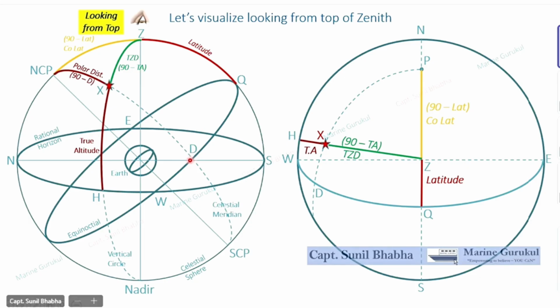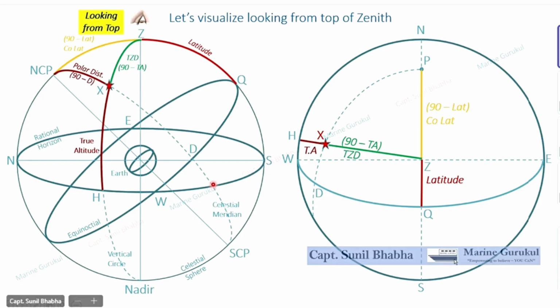This is the D point in the celestial sphere diagram, and it is referring to this D point on the rational horizon diagram. Going further from D, at this particular point it will cross the rational horizon and go on the far side. So we have the celestial meridian of the body drawn now.